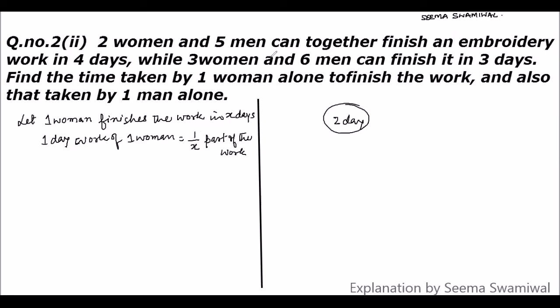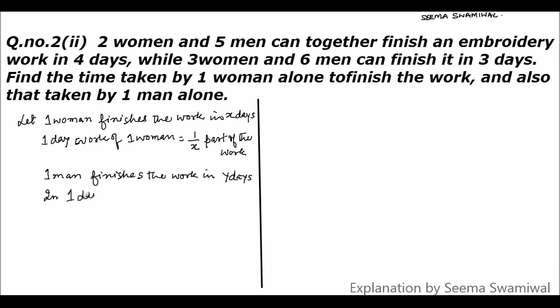Similarly, male members are also employed here. So I will imagine that one man finishes the work in Y days. In Y days, he is able to finish the whole work, so in 1 day the man will do 1 upon Y part of the work. I hope it is clear to everyone. I have explained it with an example also.